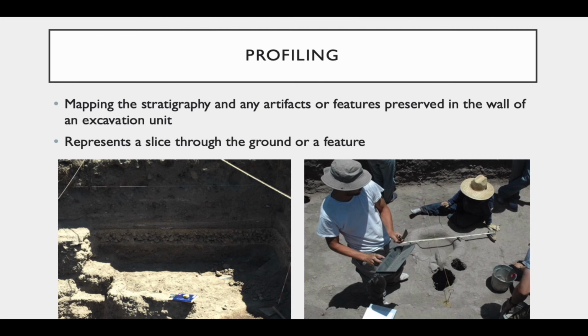When you're done excavating a unit, you need to profile, and that means creating a map of at least two of the walls, so north and south, or east and west, but you're trying to capture the important stratigraphy that you need to remember when drawing your interpretations later on. Also, any major features on the floor, in particular, like our hearth that you see here, or this large post hole in the middle. You need to create a profile showing the depth. It's basically a cross-section map through the feature itself.